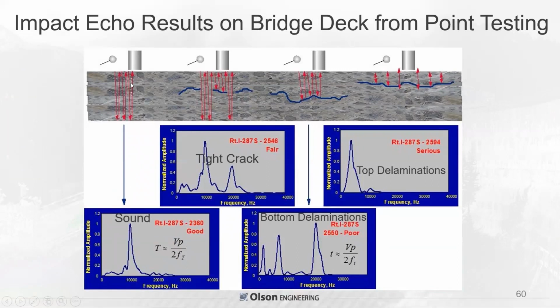So this just shows point-by-point testing, seeing a sound echo in a deck. Seeing tight cracks where you still see a thickness echo plus a higher frequency echo from the crack. A bottom delamination, where you see a deeper echo from the bottom steel. And a top delamination, where if you get under 3 inches, you usually don't see the echo specifically. You will see a flexural response. That's that hollow drumming sound you hear in chain dragging.